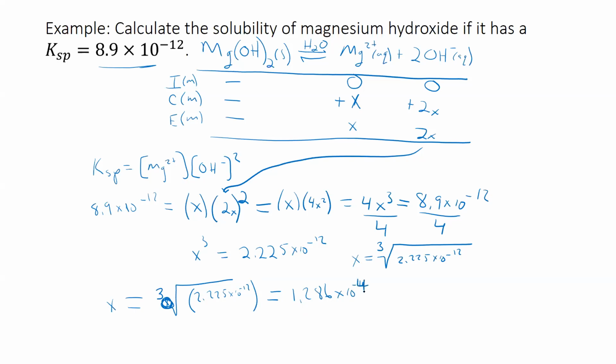Ooh, minus 4, okay. Erase that, do that again. So that's your X value.